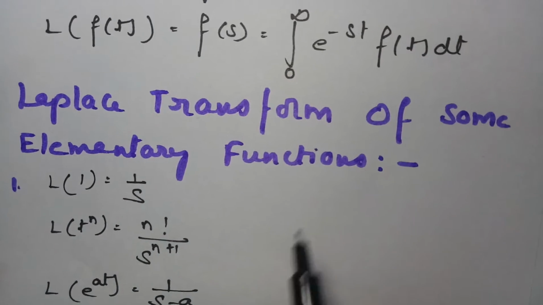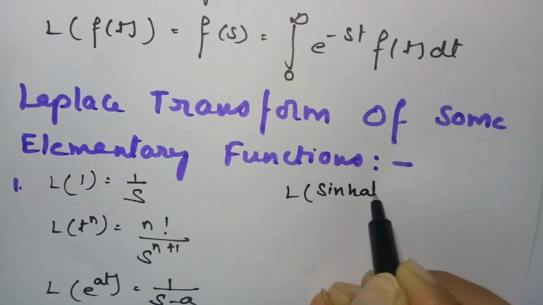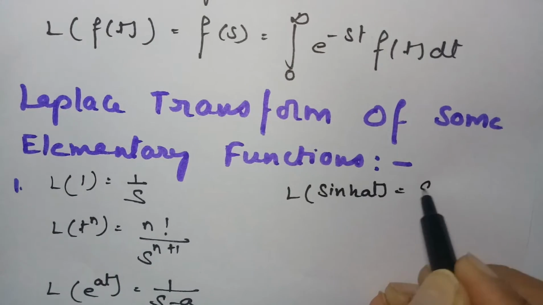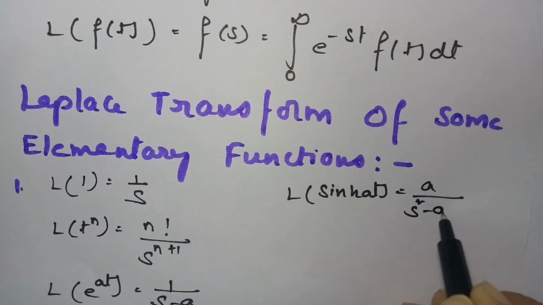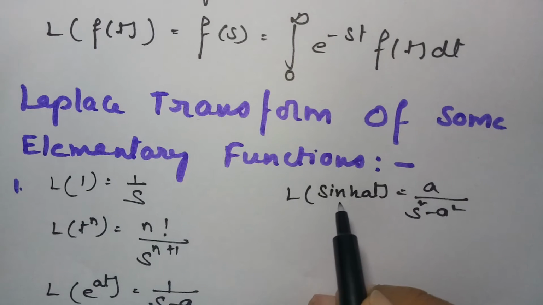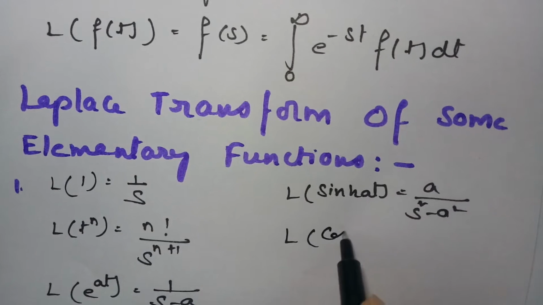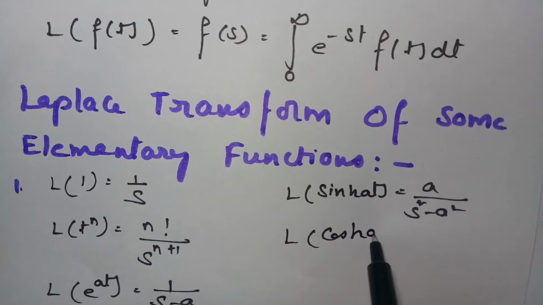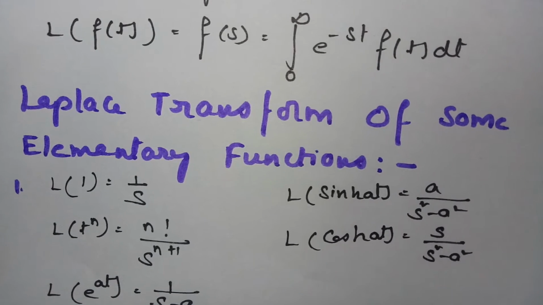And the next formula is Laplace transformation of sin h at is equal to, for sine always a will be in the numerator, and s square minus a square, minus for hyperbolic function. For trigonometric function it is plus. That is the only difference you have to note. And for cos h at is equal to, for cos it will be s by s square minus a square for hyperbolic functions.